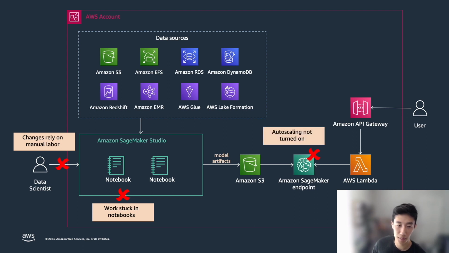Third, the SageMaker endpoint may not have autoscaling turned on, so it cannot adjust capacity according to the number of requests coming in or to meet demand. And finally, there is no clear feedback loop. If the quality of the model deteriorates, you would only find out through complaints from disgruntled users. These are just some of the challenges which can be avoided with a proper MLOps setup.